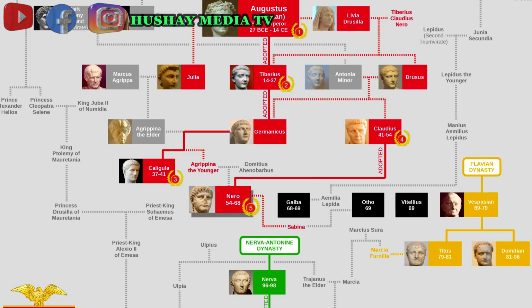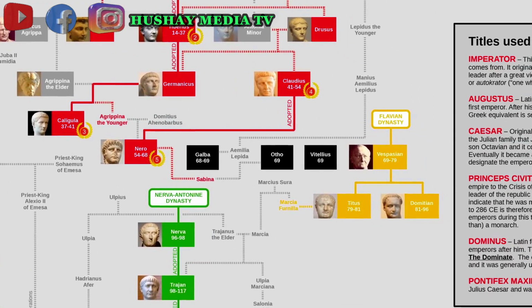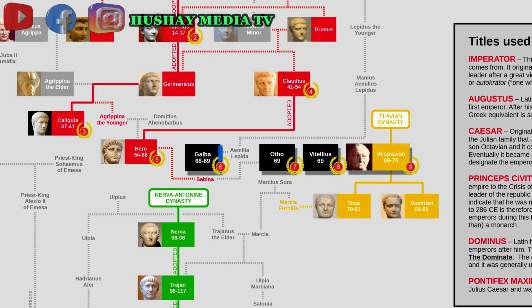Now, Nero was quite famously thought to be involved in the Great Fire of Rome. He went mad in his later years and actually ended up committing suicide. So after his death, there was a power struggle. The year 69 is known as the Year of the Four Emperors, in which 4 different military leaders were proclaimed emperor.